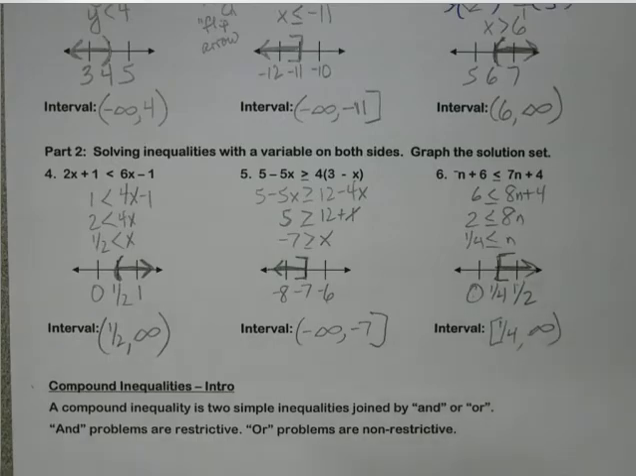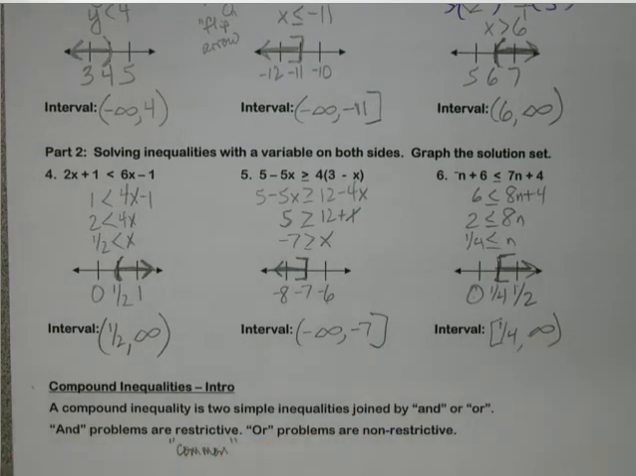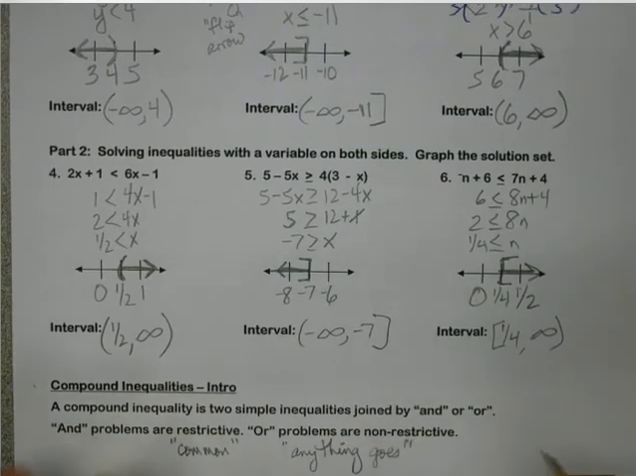Okay, one more thing before we flip over. Compound inequalities. We're going to get into some bigger ones. Typically, they're joined by either the and or an or. And sometimes the and doesn't, but we'll get into that. And problems are restrictive. Only what you have in common is what we're going to take here. Or problems are non-restrictive. In other words, I like to call this anything goes. Anything that either has works. Here it's only what you have in common. So let's flip over and check this out.